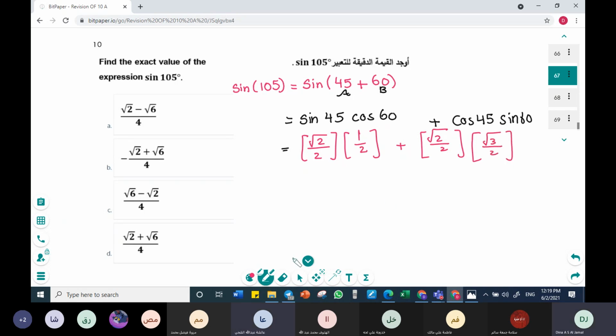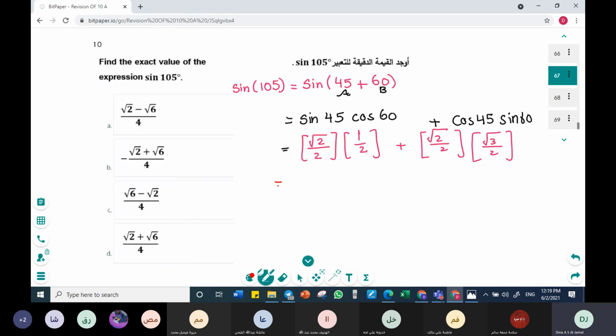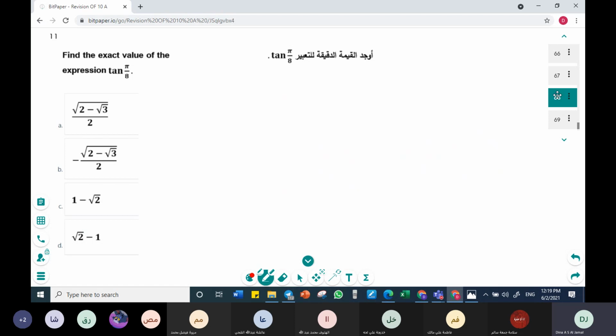Great. Now let's together use this and let's simplify it. So it will be square root of 2 over 4 plus square root of 6 over 4. Same denominator, you just need to add square root of 2 plus square root of 6. So which answer is this? The last answer, square root of 2 plus square root of 6 over 4. Now let's go to the other question.